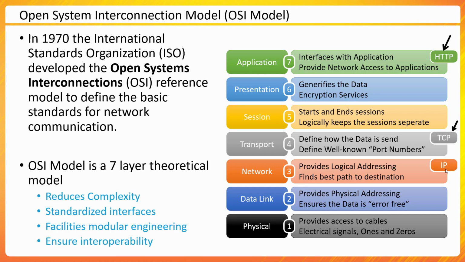Like HTTP and HTTPS protocol, they would be working on the application layer. Then we have a protocol like TCP, which is considered to be working on the transport layer, and network, which is considered to be working on the IP layer. This is a theoretical model. It is not actually implemented in real life, but every networking discussion initially starts with OSI.